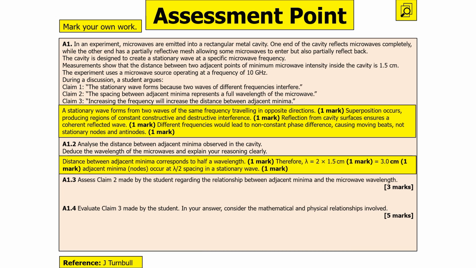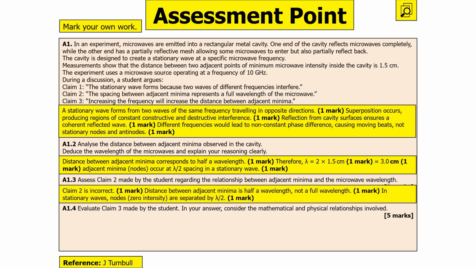The next one, the distance between adjacent minima corresponds to half a wavelength. So therefore the wavelength is going to be 2 times 1.5 centimeters, which is 3 centimeters. So adjacent minima occur at λ/2 spacing in a stationary wave.